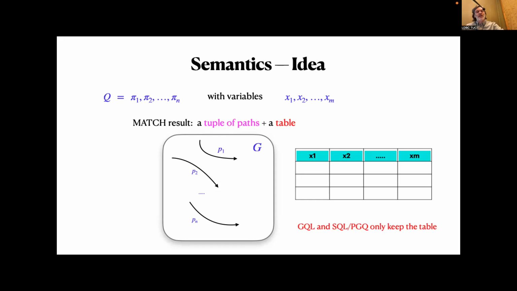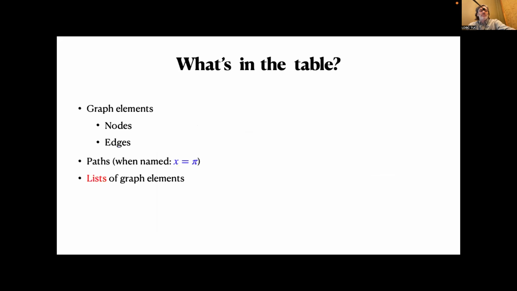And then SQL and GQL and SQL/PGQ work with the table, right? So this is how you get the table. So what's in the table? In the table, the entries could be graph elements: there could be nodes, there could be edges, there could be paths, because we can even give a path a name, so we put them in a table.